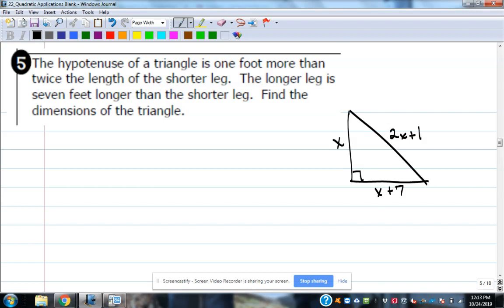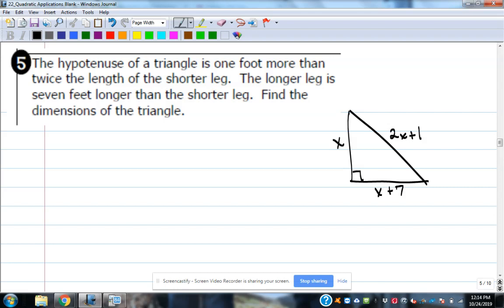Okay. It says find the dimensions of the triangle. So we need to find all three sides. That's what we're looking for. Uh-oh. They didn't give me any other information. They didn't give me an area or anything to deal with. I don't have an area number to get it equal to. So I don't have enough information to do that.